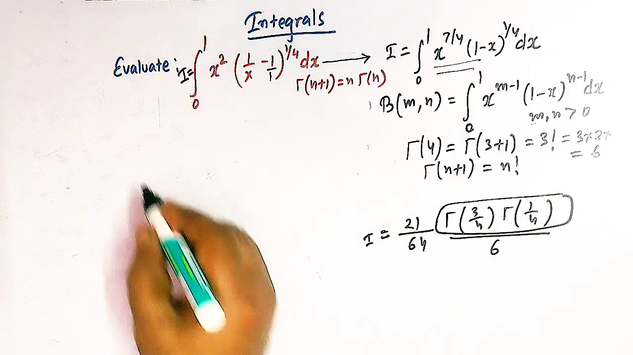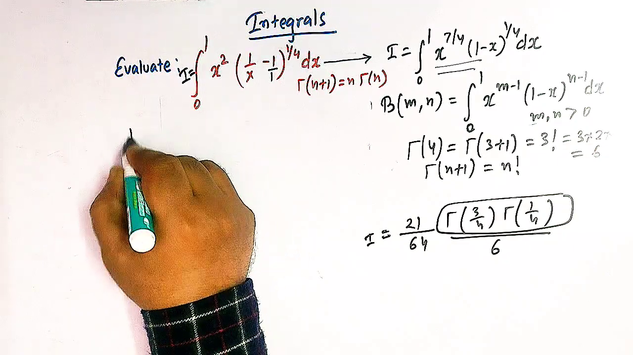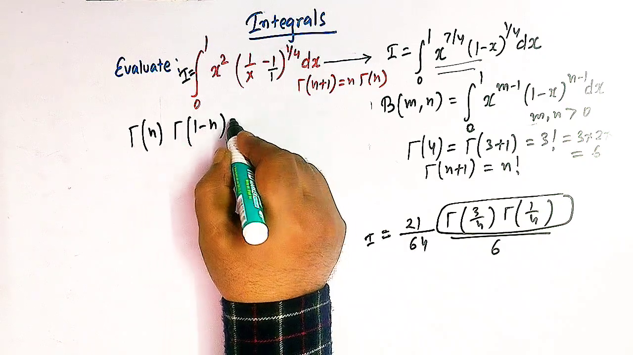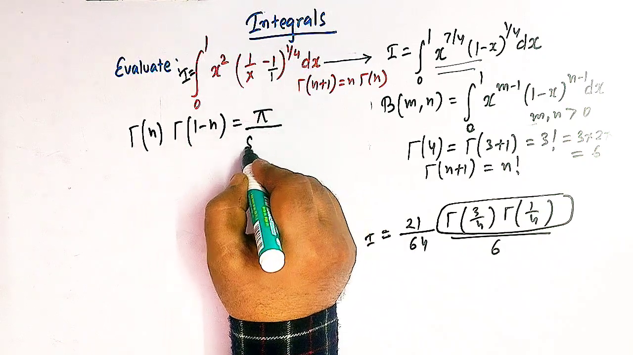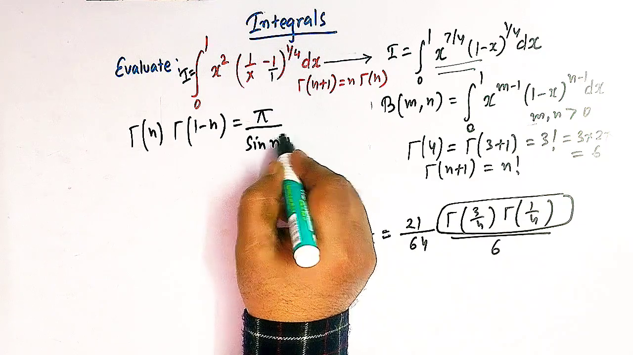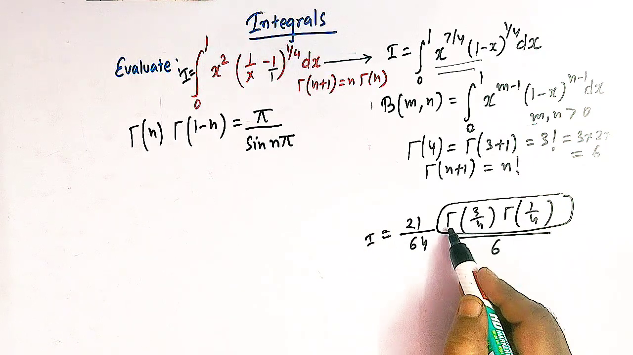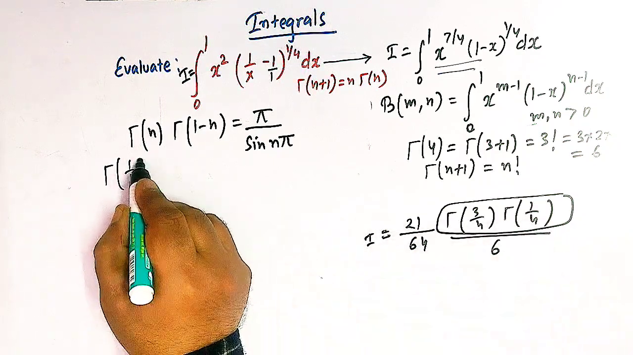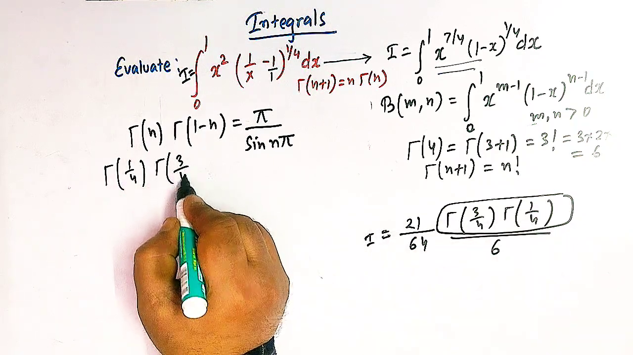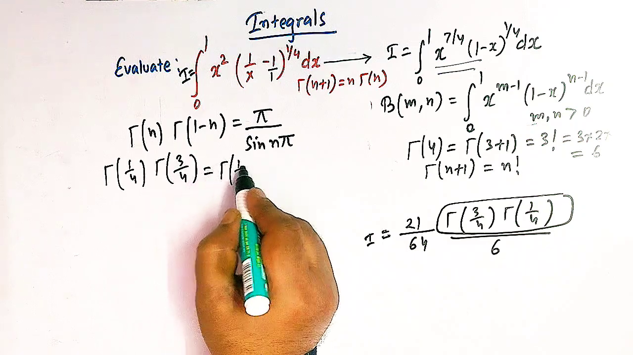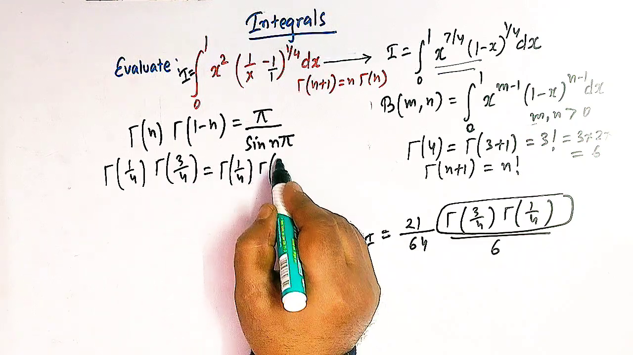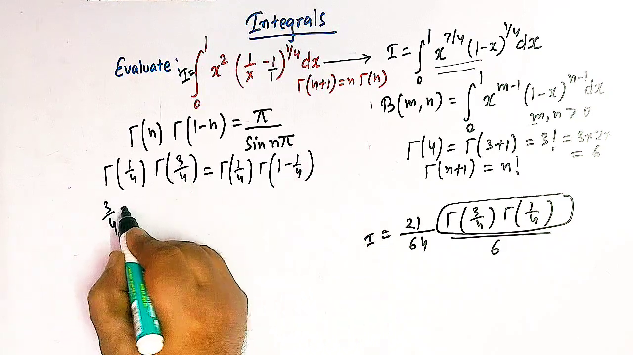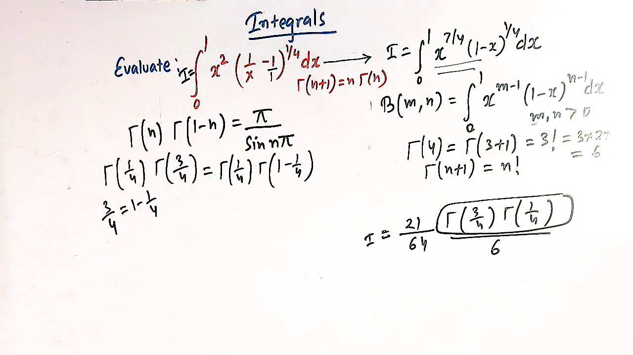So now we can express this quantity by using Euler's reflection formula. So now Euler's reflection formula states that gamma of n times gamma of 1 minus n is given by pi divided by sine n pi, right? And we can now write gamma of 1 by 4 and gamma of 3 by 4 as gamma of 1 by 4, and here we have gamma of 1 minus 1 by 4, because 3 by 4 can be written as 1 minus 1 over 4.